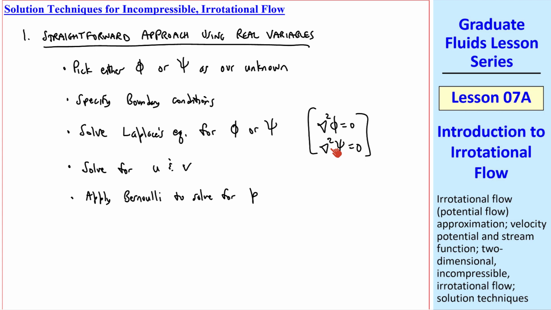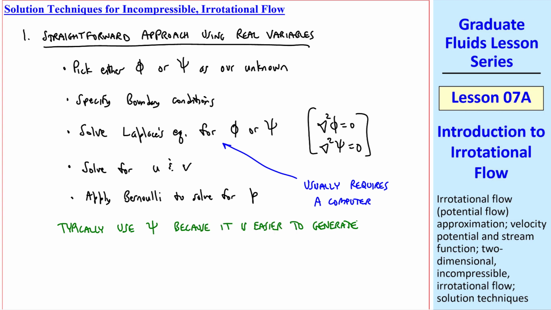This is the straightforward, logical approach, and it looks simple, but solving Laplace's equation is not trivial analytically, except for very simple flow geometries. So this step usually requires a computer. I comment here that if we're using this technique, we typically use psi rather than phi, because it is easier to generate boundary conditions. It turns out that psi is constant along walls, for example, and psi is also constant along any streamline. So once we solve for psi, we can plot our streamlines as well.